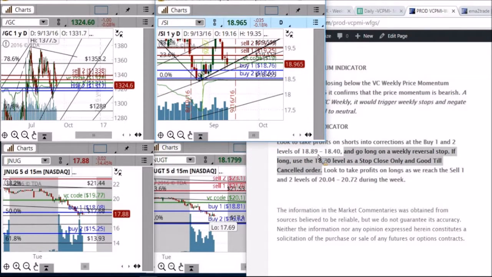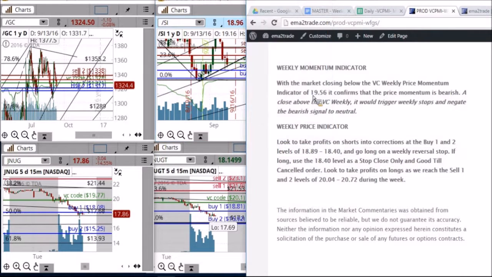So the swing signal here in silver is the first one that has activated a buy signal at 18.89 with a stop at 18.40 on a weekly basis. Your first target is 19.56, closing above 19.56. 20.04 to 20.72 are your sell 1 and 2 levels of supply for the rest of the week.